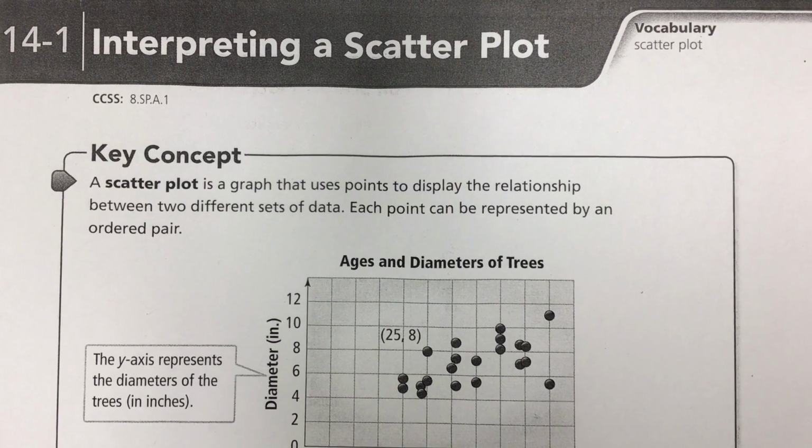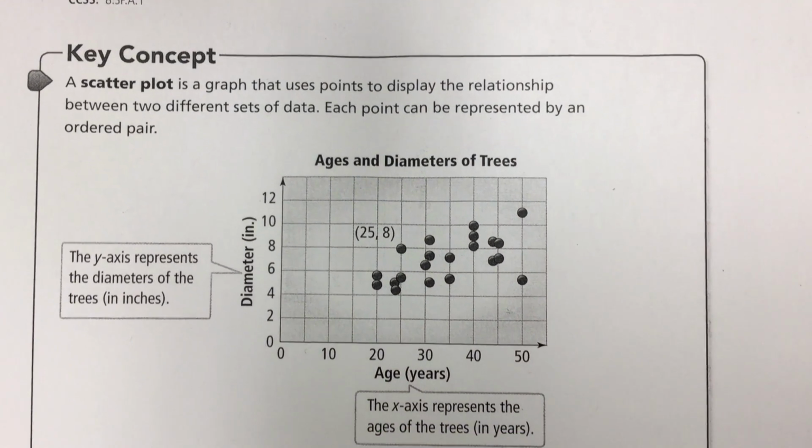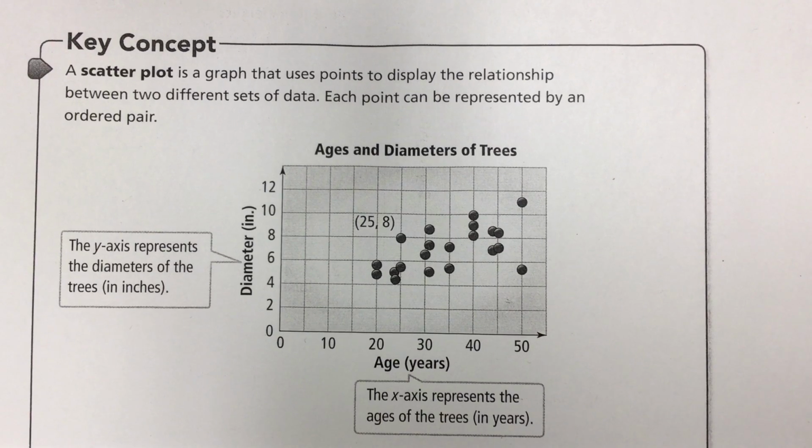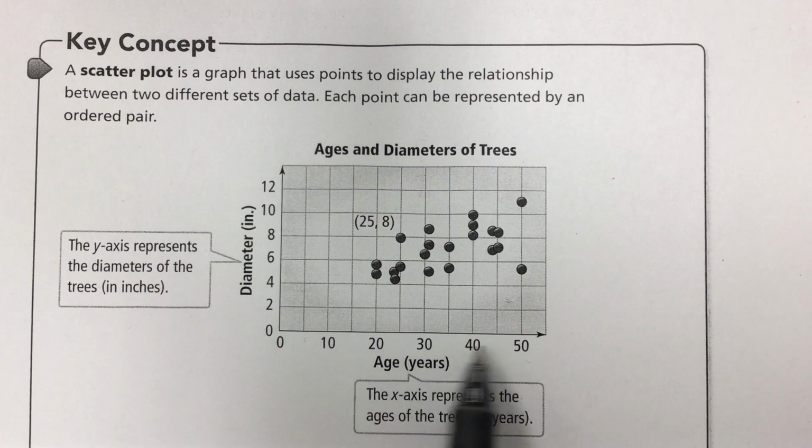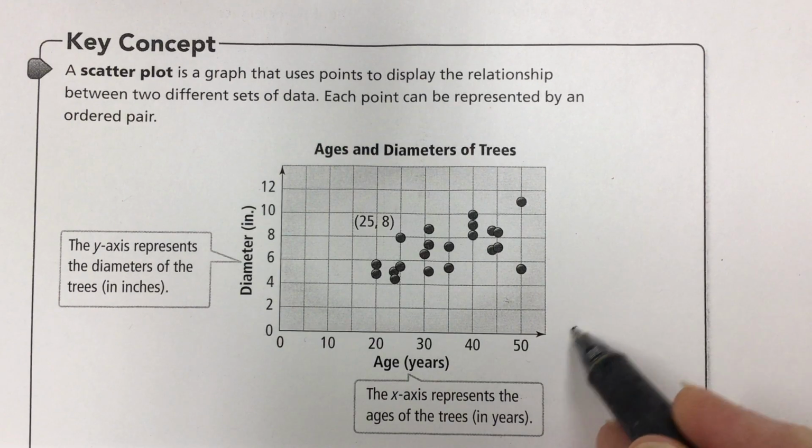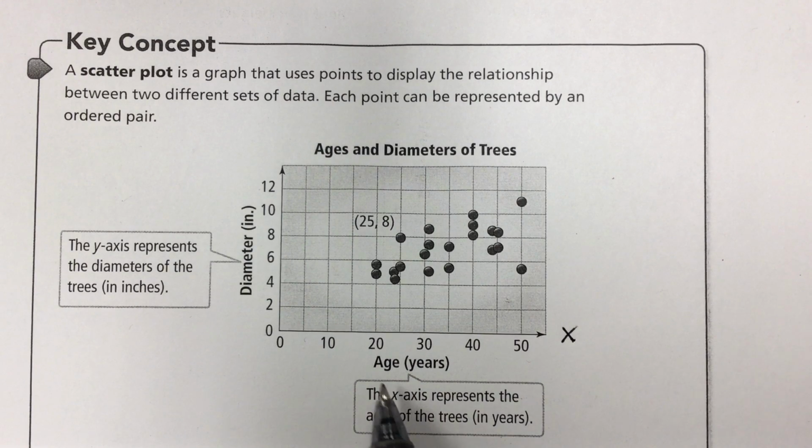So let's look at this scatter plot that we have here. The title of the scatter plot is Ages and Diameters of Trees. You have your horizontal axis, which is better known as your x-axis to us. This represents age in years. The x-axis represents the ages of trees in years. It ranges from 0, and we have scales of 5, 10, 15, 20, 25, 30, all the way up to 50.